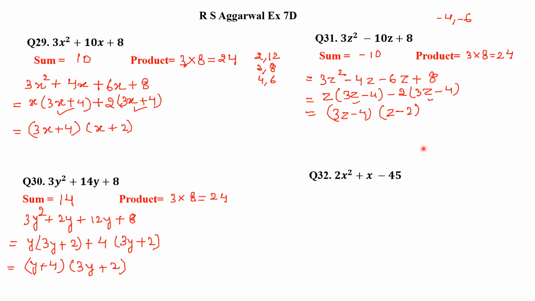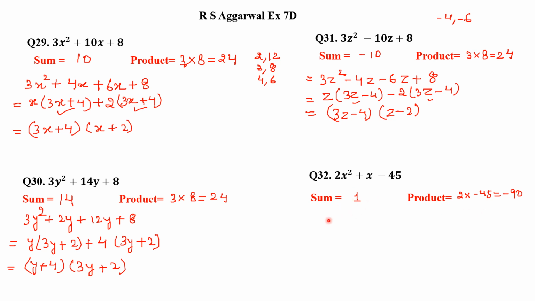Now moving to the next question. Question number 32, 2x square plus x minus 45. So here if you can see, sum is 1 and the product is 2 into minus 45. Now 2 into minus 45 will give you minus 90, isn't it? So now you have to think which two numbers you will take such that the sum is positive and the product is negative.